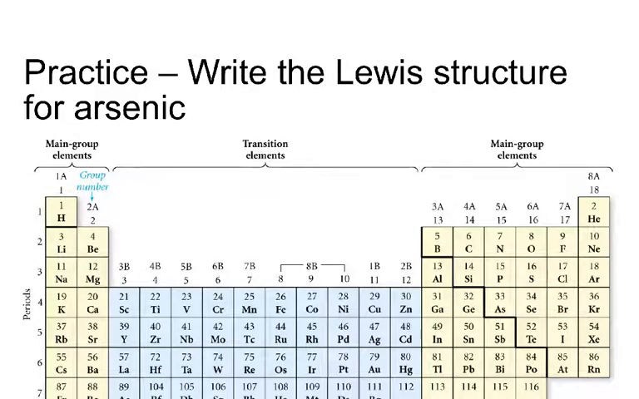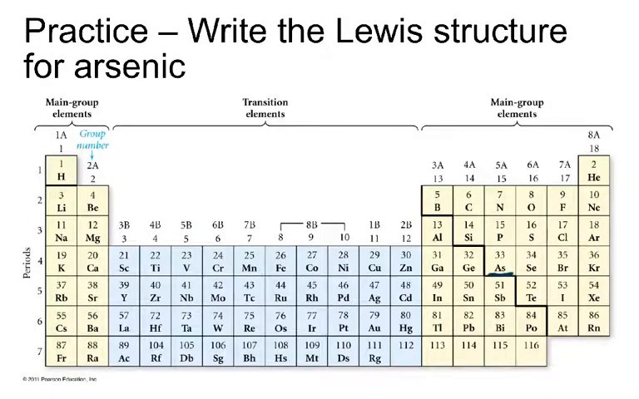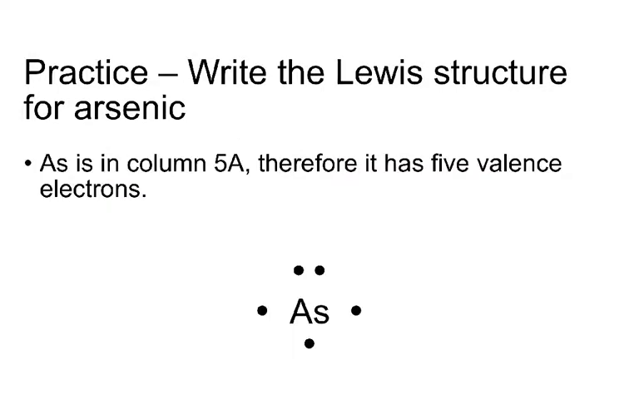So let's practice. Write the Lewis structure for the element arsenic. So arsenic is right here, element number 33. We're going to write our symbol for arsenic, and then it's in group 5A, so we have 5 valence electrons. We have our 2 4s electrons, and then 3, 4, 5 for the electrons in the 4p orbitals. There we go. And it doesn't matter which side you choose to put the 2 together.